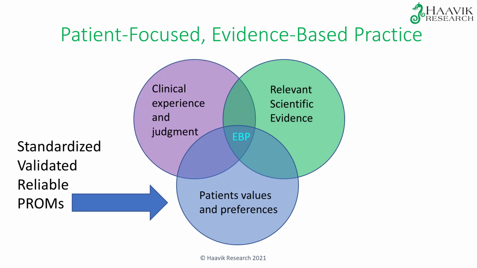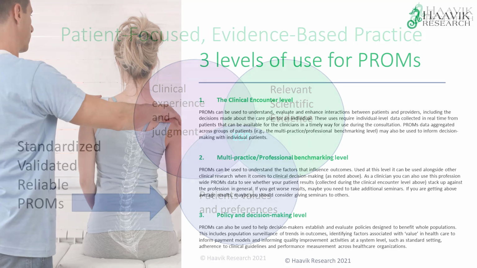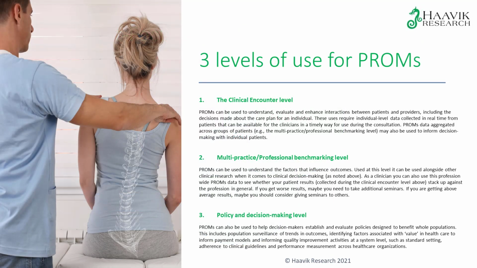And if you do that in practice, you are definitely making sure that you are taking care of this patient pillar, the patient values and their preferences. And you can use this as a tool in practice to make sure that you keep your focus on what matters most to your patients. And I want you to think about these patient-reported outcome measures on 3 different levels. The clinical encounter level, that's you and your patient. The multi-practice or professional benchmarking level, so now we're talking the whole chiropractic profession here, or multi-practices, but bigger than just you and your clients.